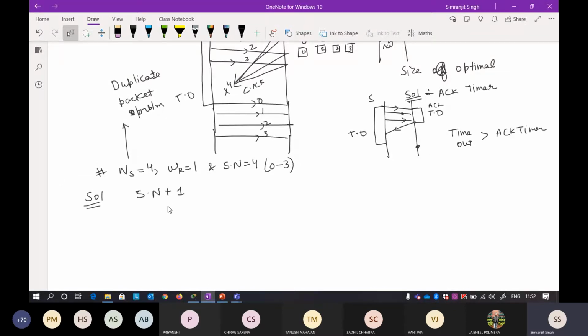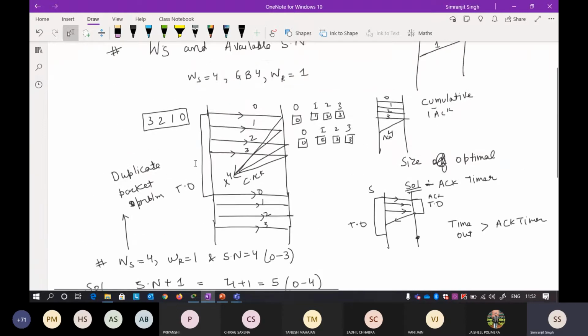Now what does that mean here? The available sequence numbers from my side will be 4 plus 1. Because it is 4 plus 1, meaning 5, it is 0 to 4. Now see what will happen if the same scenario occurs here.